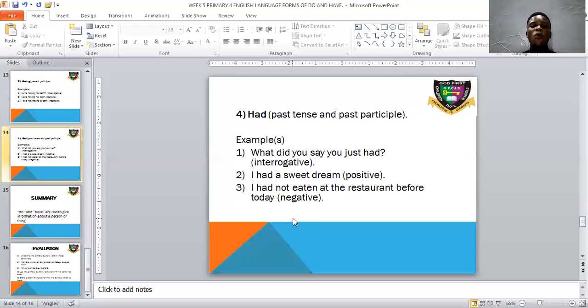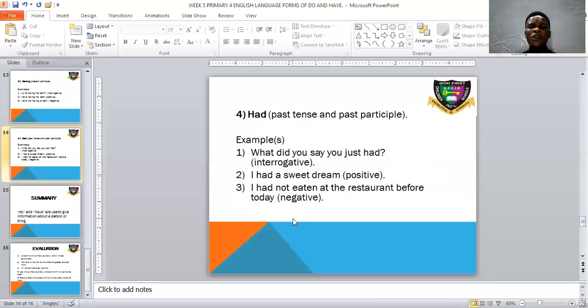The first one says, what did you say you just had? I'm asking you a question. Probably you said something I didn't hear. So I just asked you, what did you say you just had? Probably you said you had something and I couldn't get what you said. So I'm asking you now, what did you say you had? That is interrogative. Look for it. That is a question. It is an interrogative what?